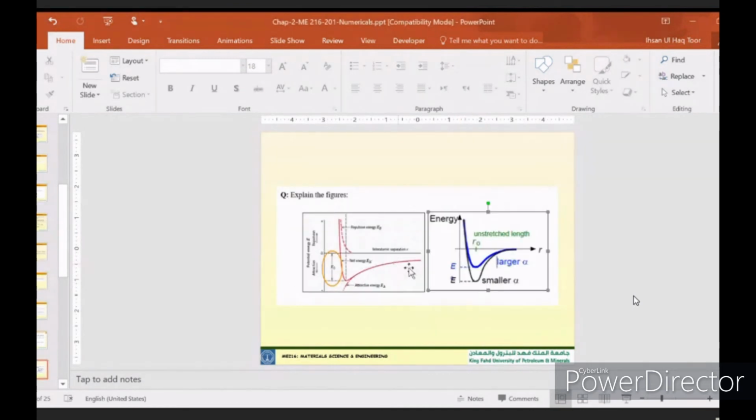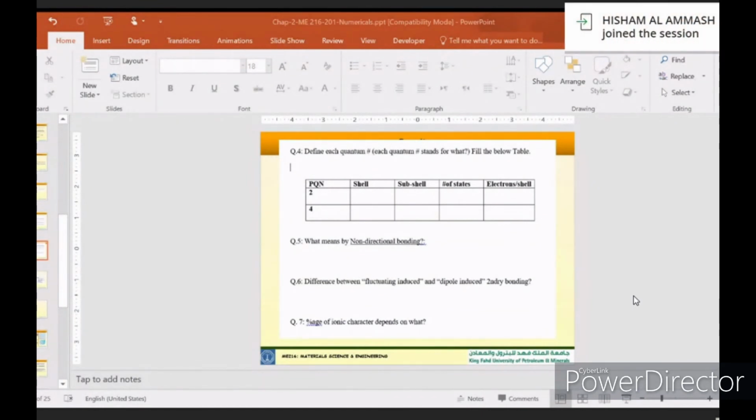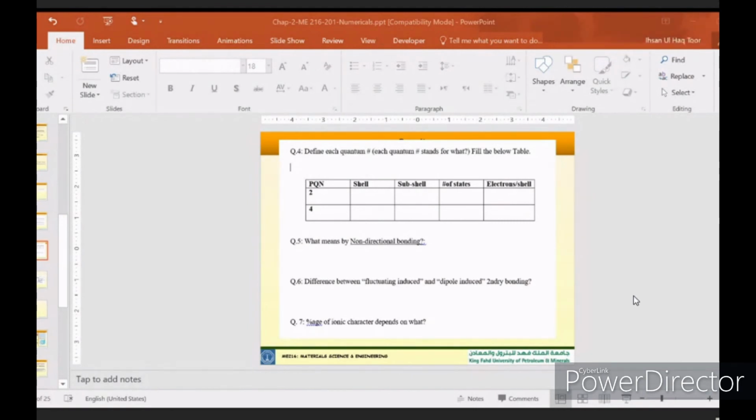Okay, so if I understand your question correctly, you said that the covalent bond, the fluctuation induced bond... covalent bonding? Isn't it secondary bonding? Yeah, good question. So listen carefully, please. All the secondary bonding, which is van der Waals bonding, weak bonding, is basically between the atoms, groups of atoms, between the molecules, groups of molecules.